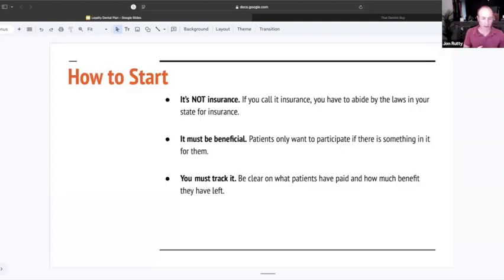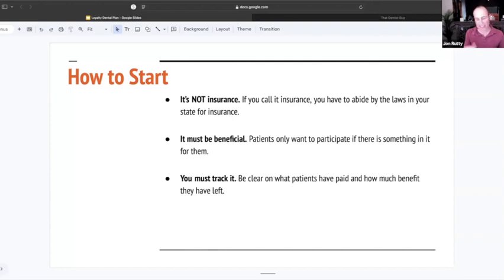First and foremost, one of the things that you need to know is that this is not an insurance plan. It's really important that you do not call this an in-house insurance plan, because if you do, then you could be liable to abide by the state laws for insurance. So we want to make sure this is a dental benefit plan, a loyalty plan, something that rings well for your office, but nothing that gets you into trouble.